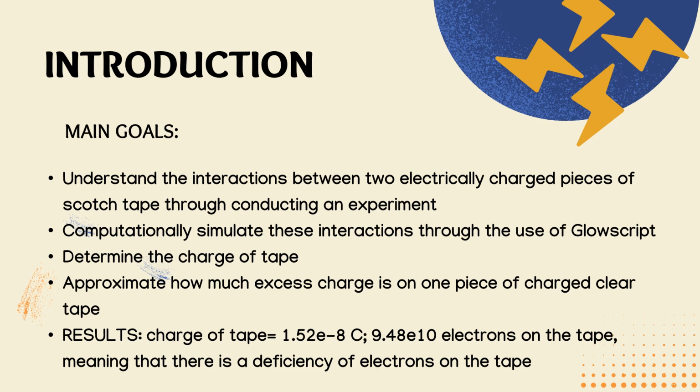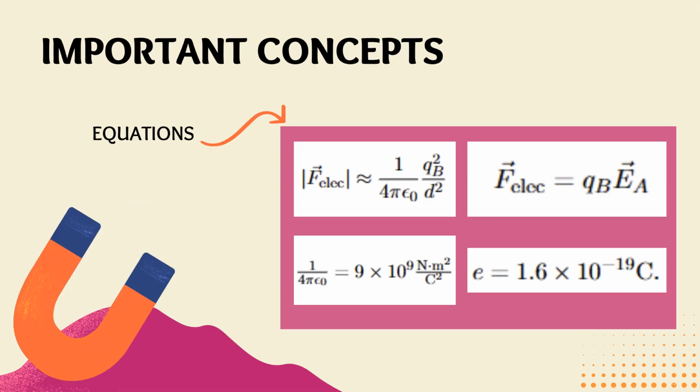Through the experiment, we discovered that the charge of the tape is 1.52 times 10 to the negative 8 coulombs, and that 9.48 times 10 to the 10 electrons are on the tape, meaning that there is a deficiency of electrons. Before we get into the lab, here are some important concepts and equations that we'll need to know.